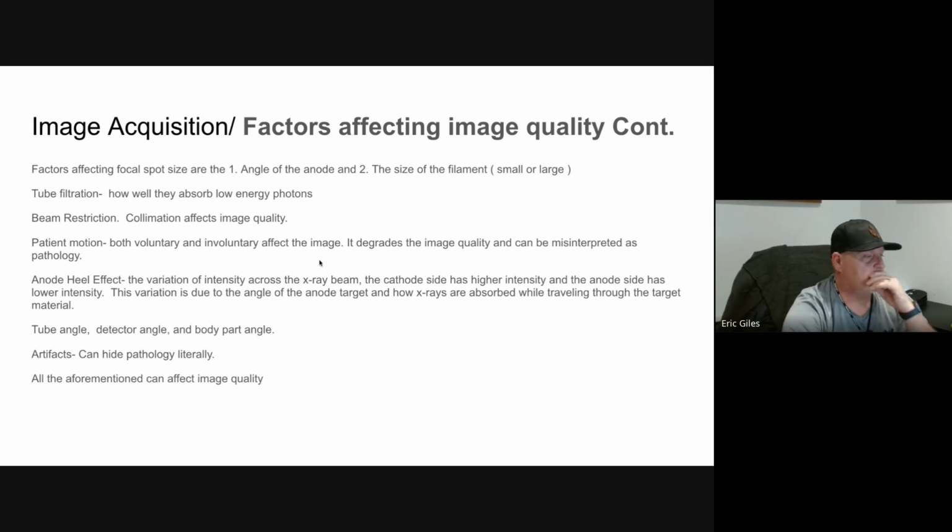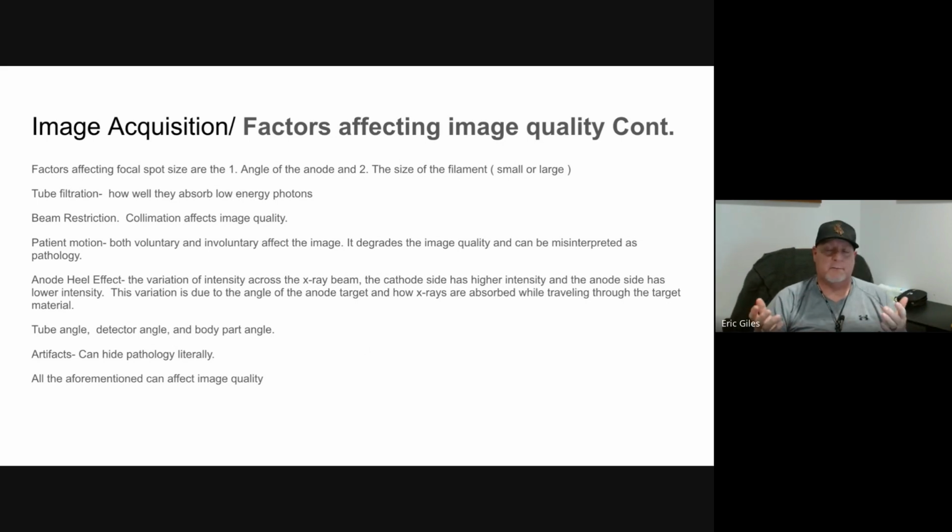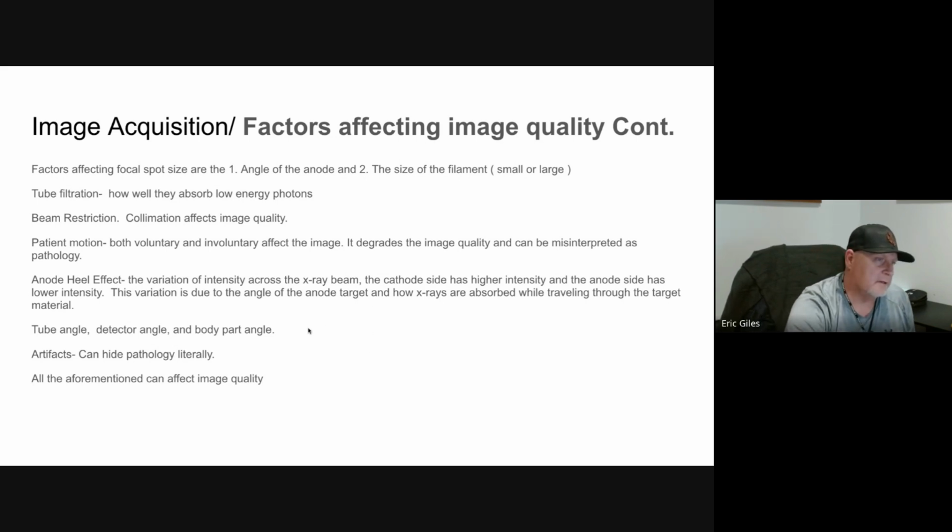Tube angle, detector angle, and body part angle, that can affect your image big time. You can get foreshortening and you can get elongation, either one, just by angling your tube. Artifacts, and we know artifacts being metal that's on the body, and sometimes wood or keys or anything like that that's going to cover up anatomy. We need to make sure we're removing that from patients so that it doesn't occlude any pathology that we're trying to look for. Okay, let's move on a little bit. Those are all things that can affect image quality.